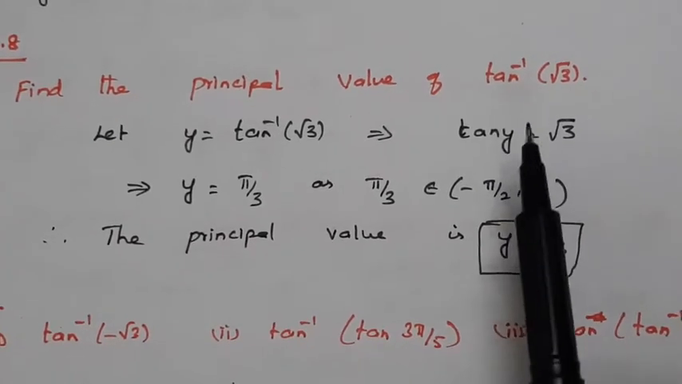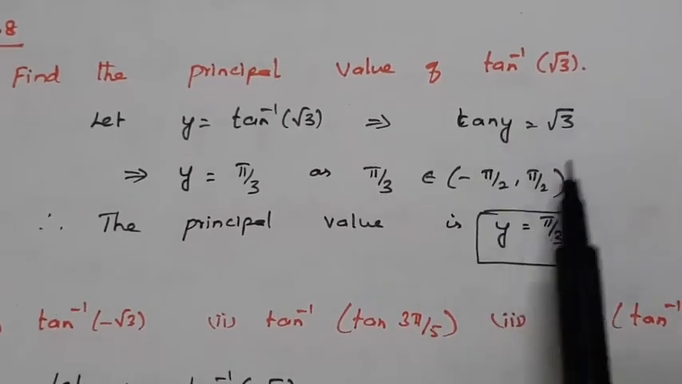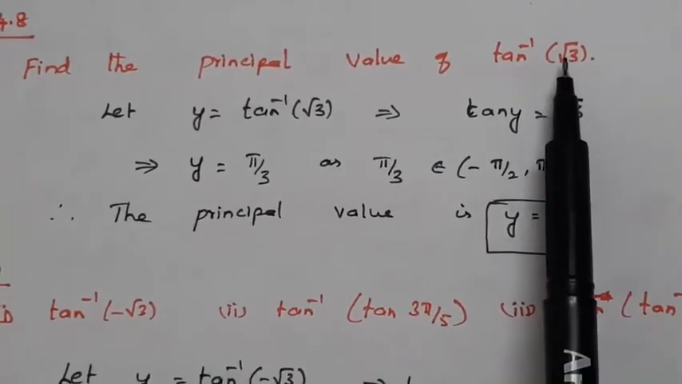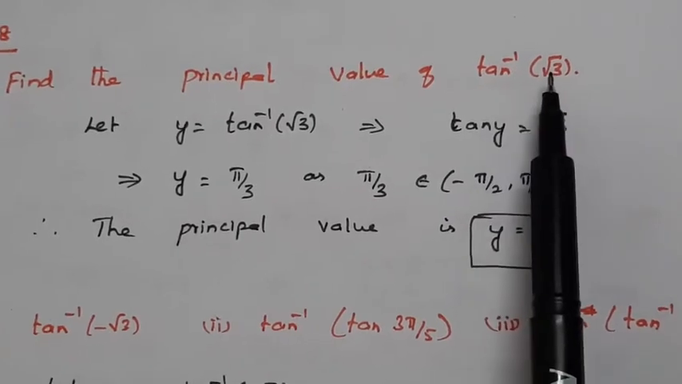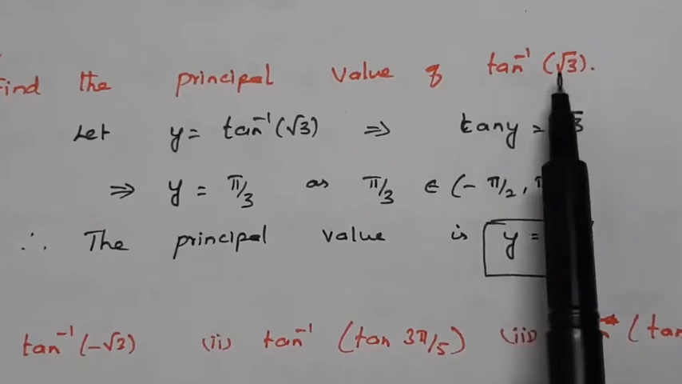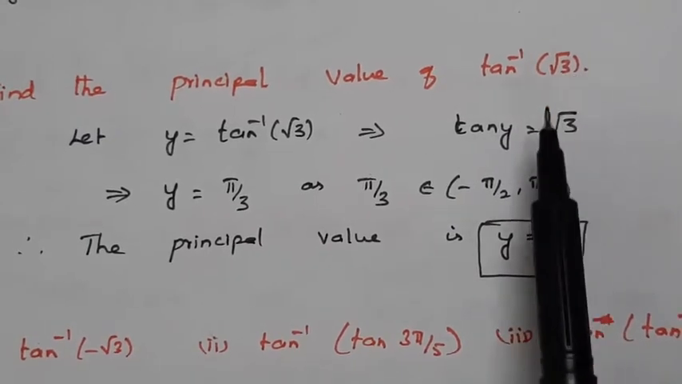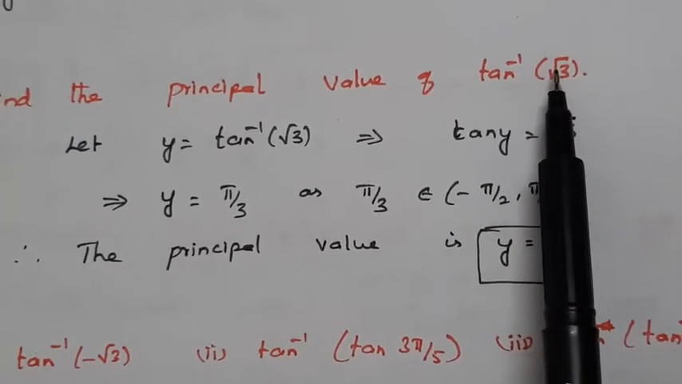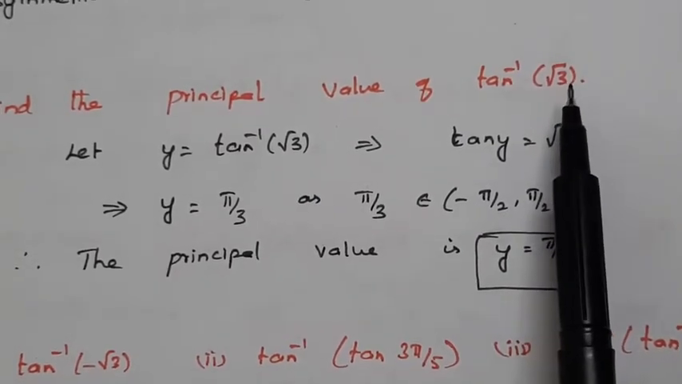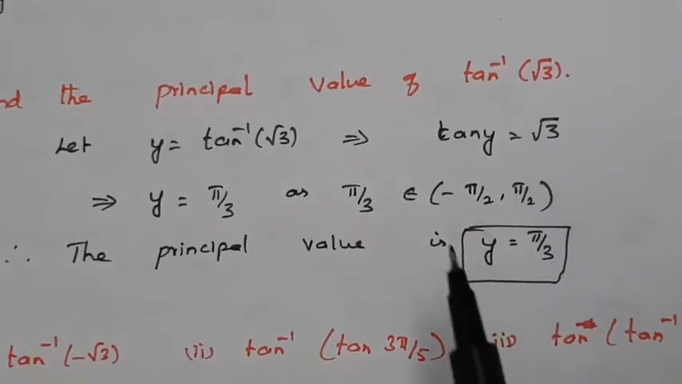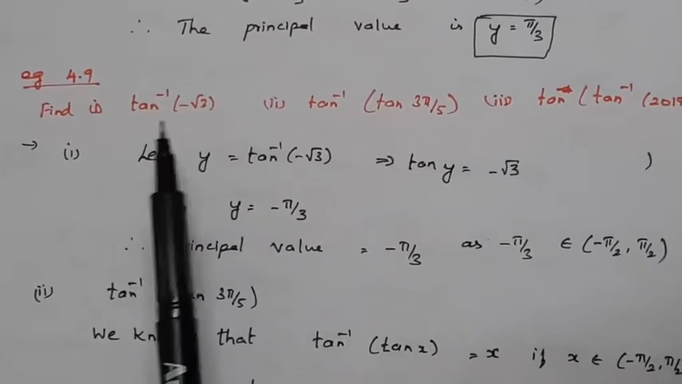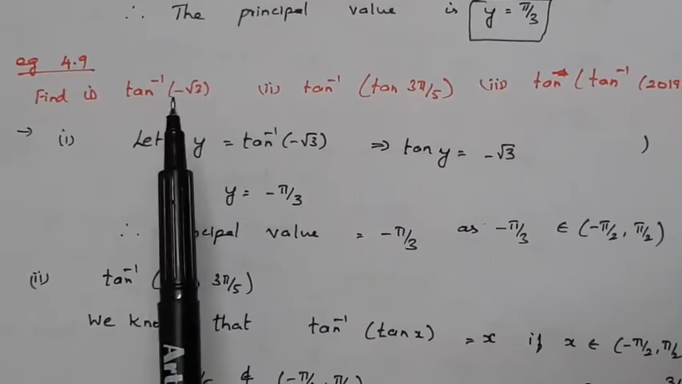So what is the easiest way to do the problem? If the value given is positive, choose the angle in the first quadrant whose tangent value will be that value. If it is minus, choose the angle in the fourth quadrant whose tangent value will be that one. So this is the way to find the principal value. See, all the problems are very simple to do if you remember the formula and the principal domain, that's all.